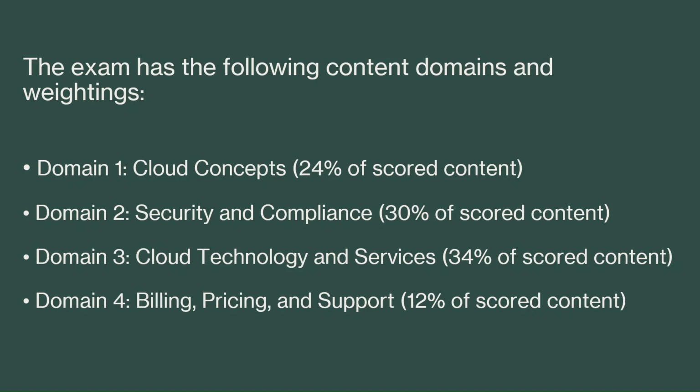Domain 3 is about cloud technology and services, which has 34% of overall weightage, and this is the highest weighted domain. It covers deployment and operations, AWS global infrastructure, compute, databases, networking, storage, AI and ML, analytics, and other AWS services. And the last domain is billing, pricing, and support, which carries 12% of overall weightage. This covers billing, pricing, cost management, technical resources, and AWS support actions.